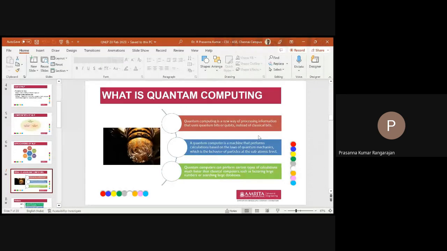So this quantum computer is a machine that performs calculations based on the laws of quantum mechanics. Okay, so I'd like to know if anyone here knows about quantum mechanics. What are the laws of quantum mechanics?